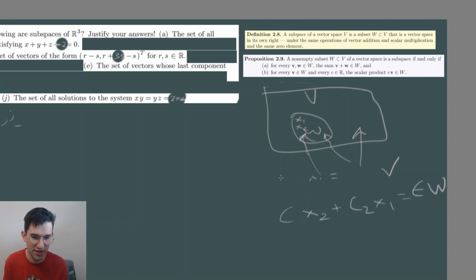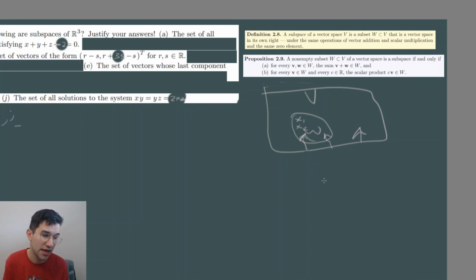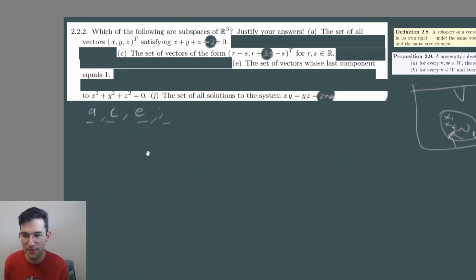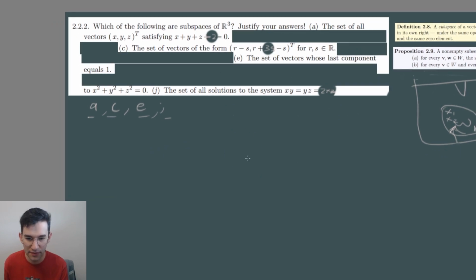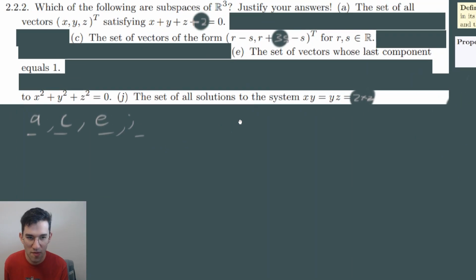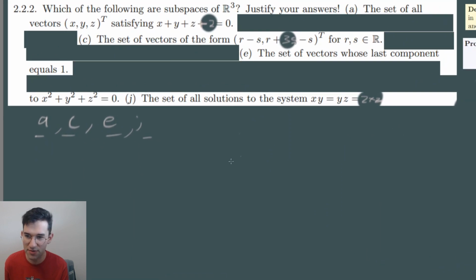So that's essentially what we're going to be doing today: we're going to check, does this vector space include the zero element? Is it closed under addition? If we add two vectors in the subspace together, do we get a vector that's in the subspace? And then we're going to see if we multiply by a constant, do we still get something that's in that subspace? Okay. Might seem kind of arbitrary, but it will make more sense as we go along.